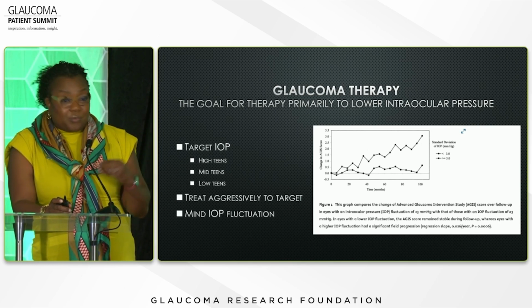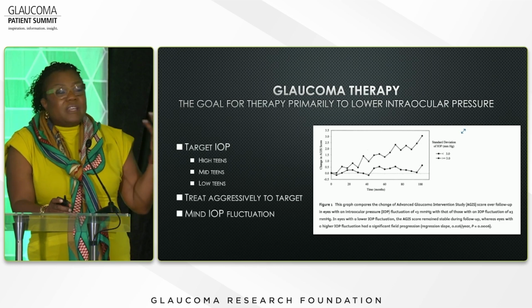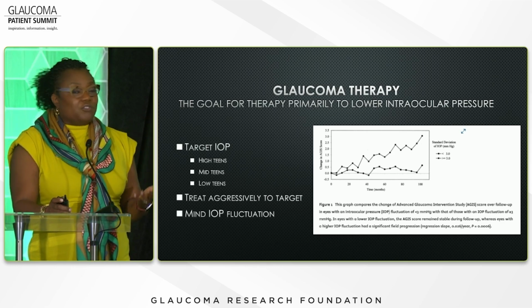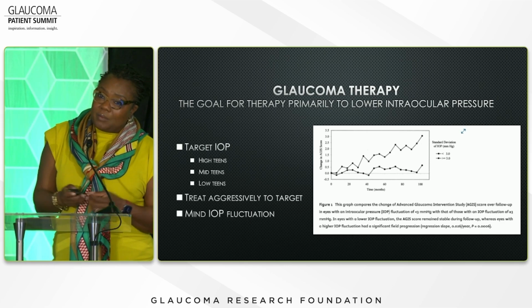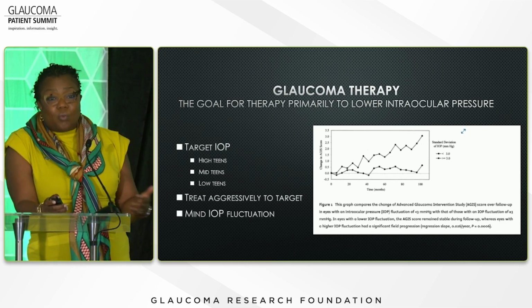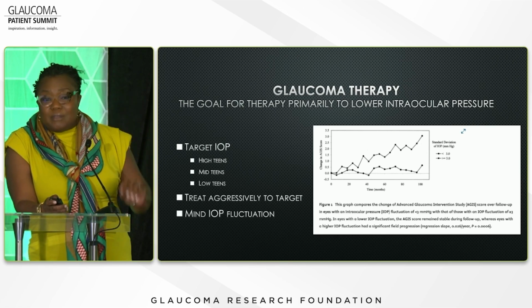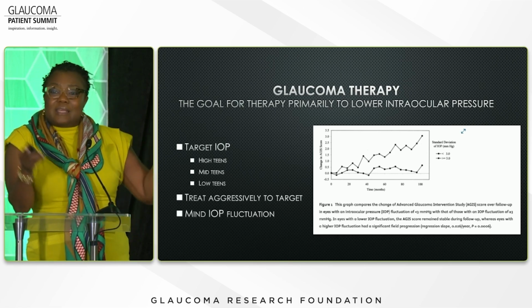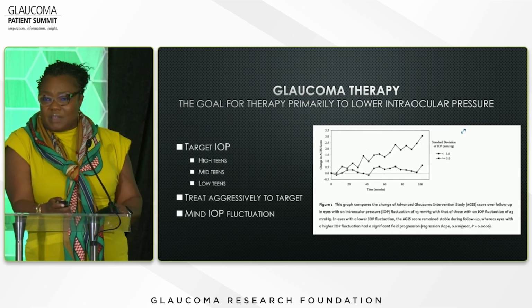We need to treat aggressively to target, and we need to mind fluctuations in intraocular pressure, so compliance and adherence with therapy becomes really important. We have some great clinical trials that have shown us the importance of IOP fluctuation and the need to keep your pressure somewhat stable to prevent you from getting worse.